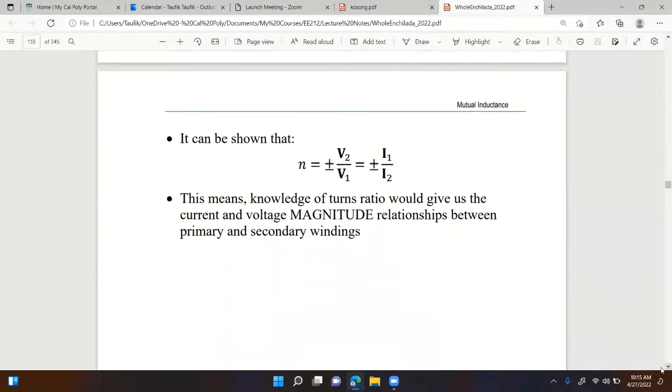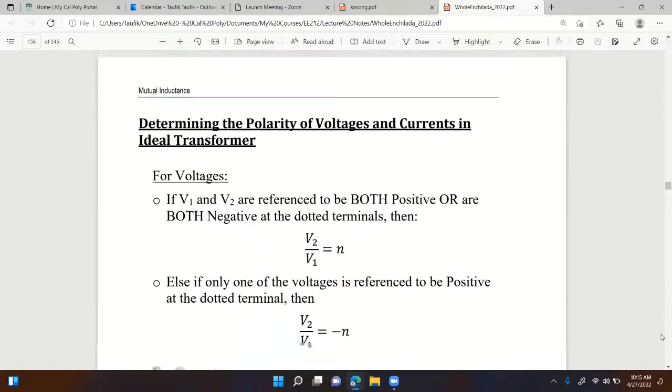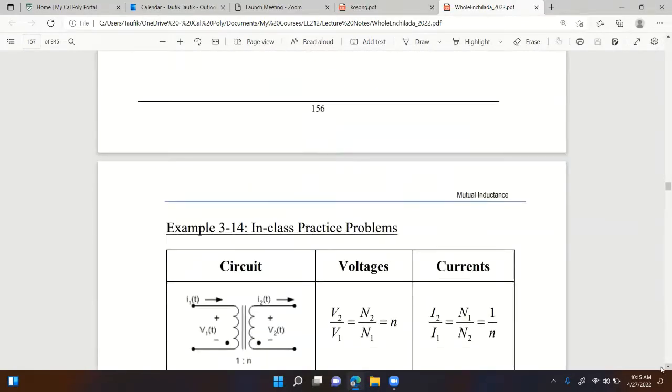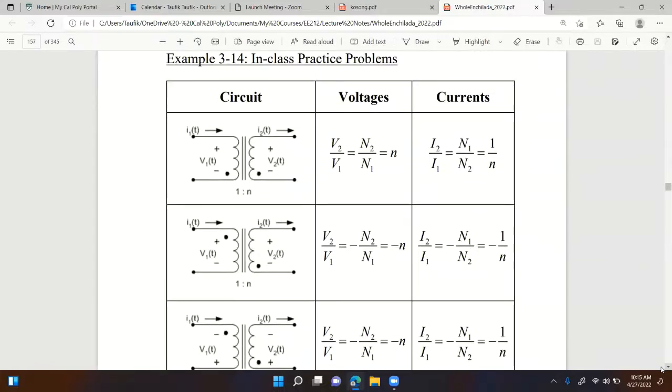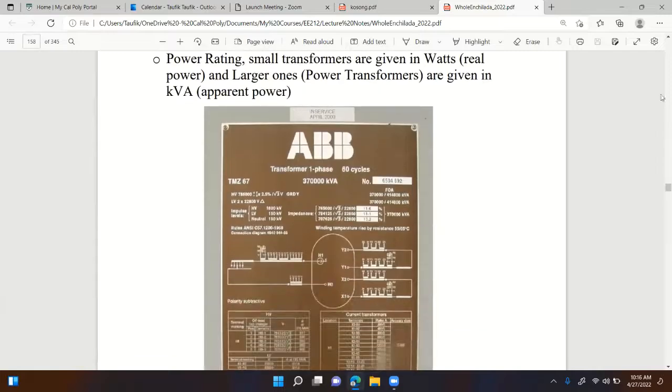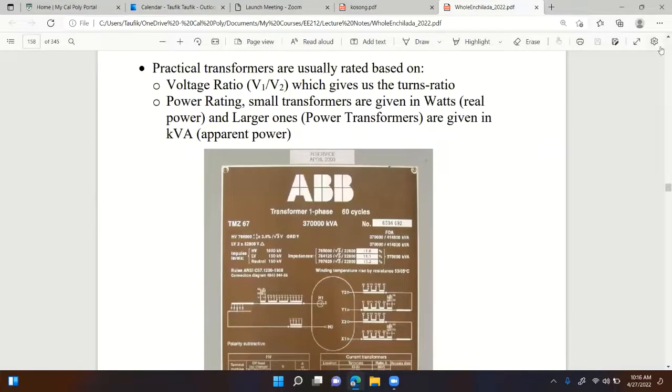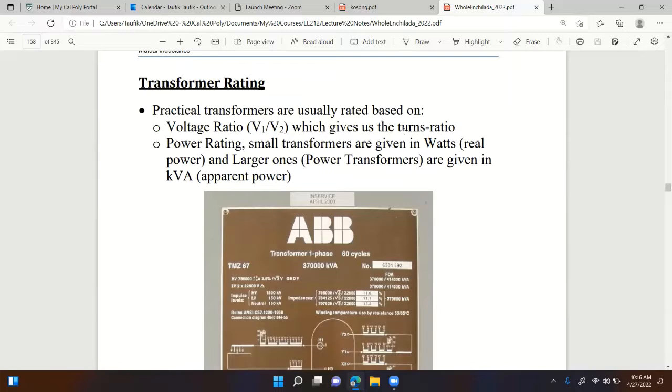And then we learned how to determine the signs of the turns ratio. That would depend on how you define voltages and currents. Right here. And these are the examples we went through last time, in order to determine the signs of the turns ratio as it relates to the voltage ratio as well as the current ratio. So the next section is on transformer rating. Any questions before I start the new section?